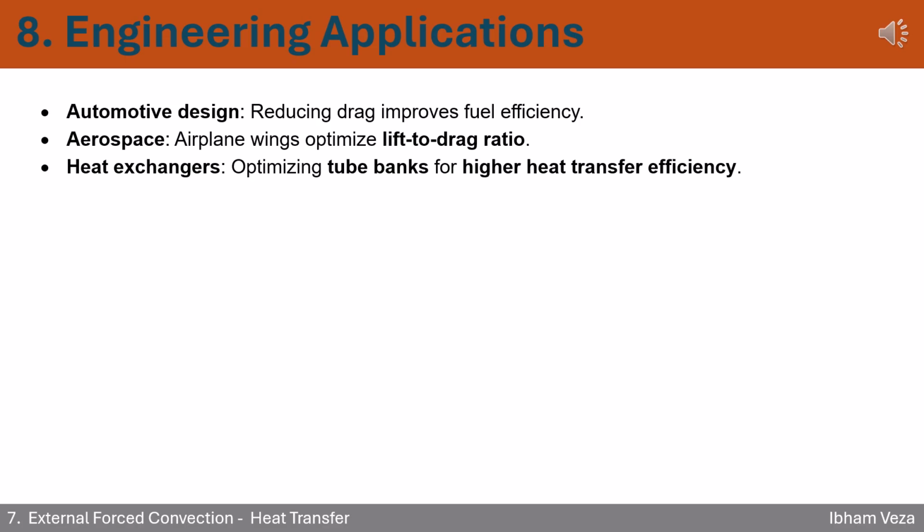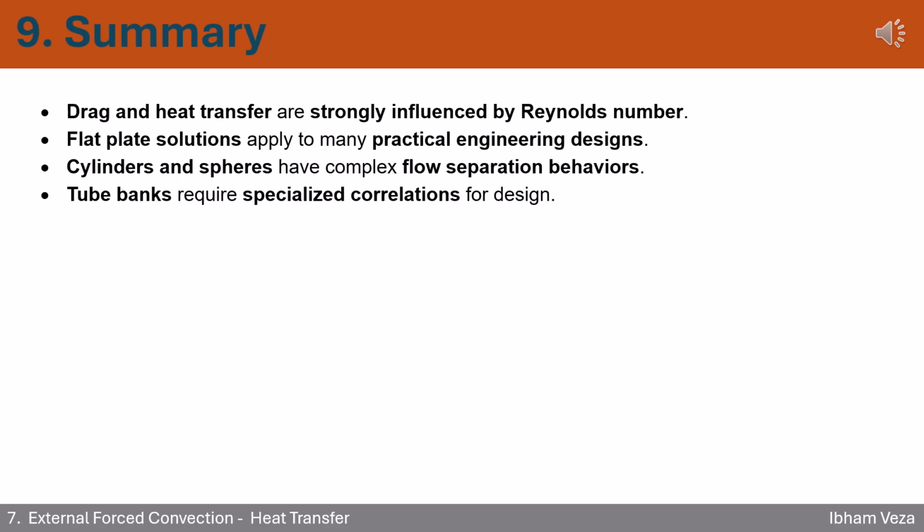In heat exchangers, it's all about optimizing tube banks. Engineers carefully design them to increase heat transfer efficiency while controlling pressure drop. Better tube arrangements lead to more compact, cost-effective systems. These examples show how mastering external forced convection leads to smarter designs, whether it's faster cars, more efficient planes, or better industrial equipment. 9. Summary.